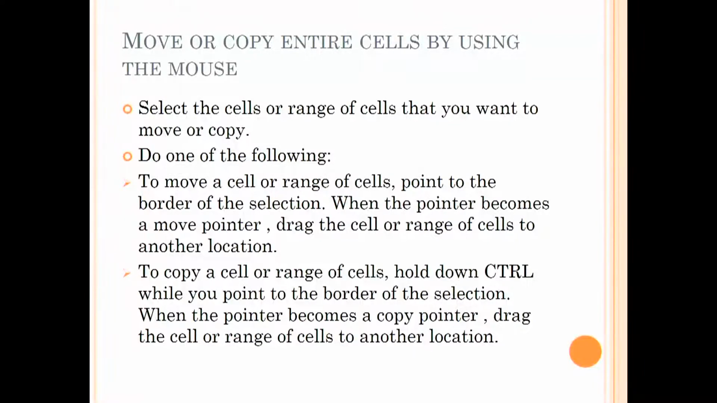Now that was using the keyboard. हम सेम चीज माउस को यूज कर भी कर सकते हैं. सबसे पहले आपको सेल्स को या फिर रेंज ऑफ सेल्स जो आप कॉपी या मूव करना चाहते हैं उसको सेलेक्ट करना है. उसके बाद अगर आप चाहते हो टू मूव अ सेल या रेंज ऑफ सेल्स, तो आपको उसके जो बॉर्डर होगा सिलेक्शन का उस पर पॉइंट करना है, और जब वो पॉइंटर एक मूव पॉइंटर बन जाता है तो आपको उसको ड्रैग करना है अनदर लोकेशन पे.